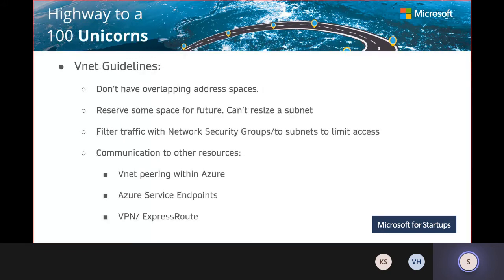Okay, so some guidelines around VNets, and I've dealt with a lot of VNets during my career. There are some general guidelines. Don't have overlapping address spaces. If you're bringing up multiple VNets, and I know you would be, don't have overlapping address spaces. When I say overlapping, I mean don't have one VNet which has a couple of IPs in common with another VNet. Why? Because if and when you need to bring up VNet peering.